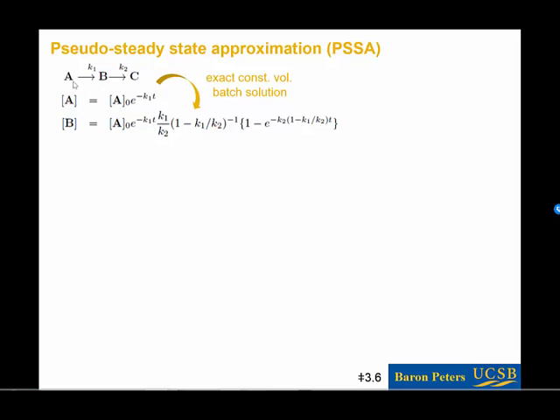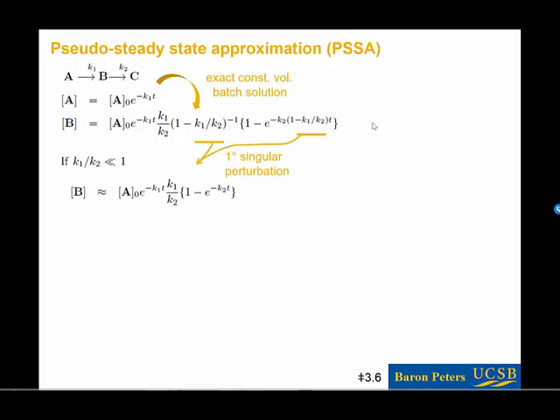Okay, so you can exactly solve this set of rate equations for a constant volume batch reactor. You get that the concentration of A is this exponentially declining function of time, and that the concentration of B initially rises and then it as well declines a long time. Okay, so this is an exact solution, and what we're going to do with this is kind of justify the pseudo-steady state approximation by going through and making a series of approximations and explaining why they should work.